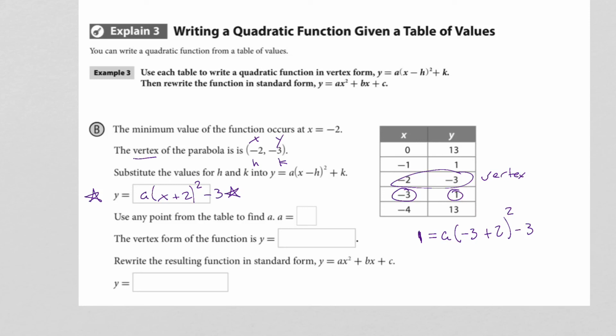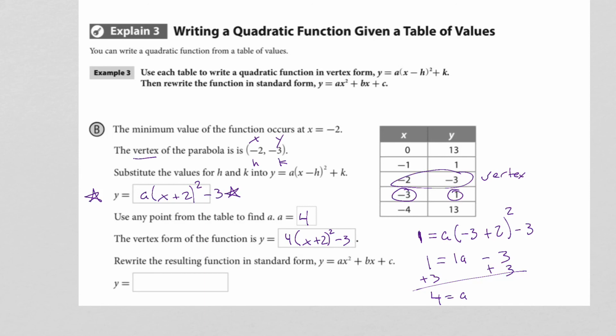So negative 3 plus 2 is negative 1, and negative 1 squared is 1. So basically, 1a is equal to 1 minus 3. And then we're going to use inverse operations. You get a is equal to 4. So if a is equal to 4, then the vertex form of this equation is like so. And now we can use this information to rewrite it in standard form.